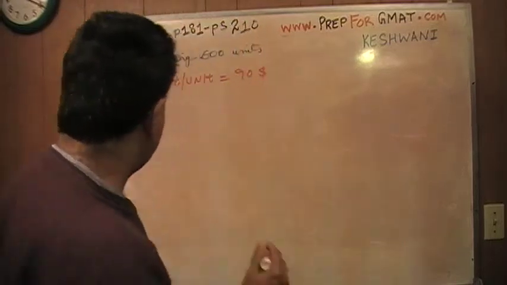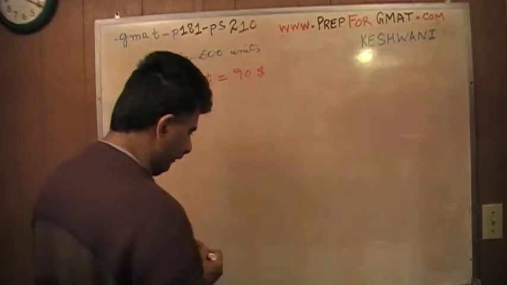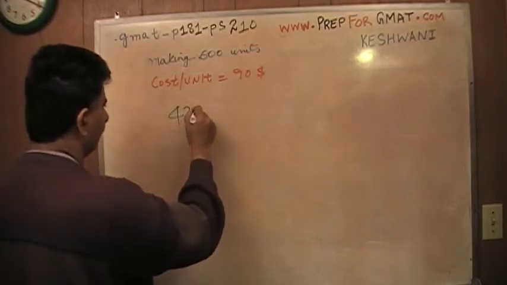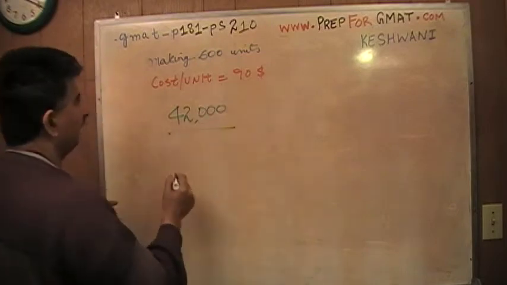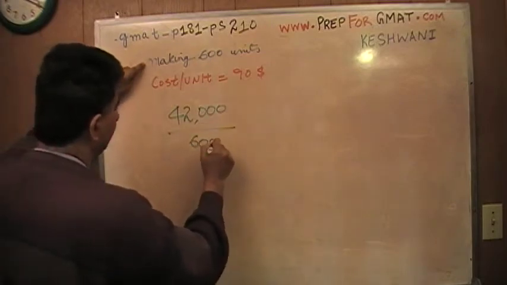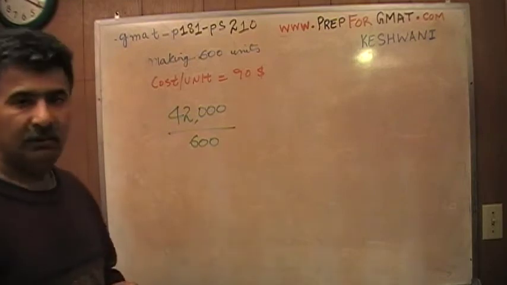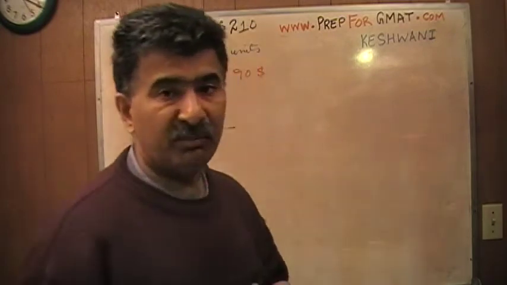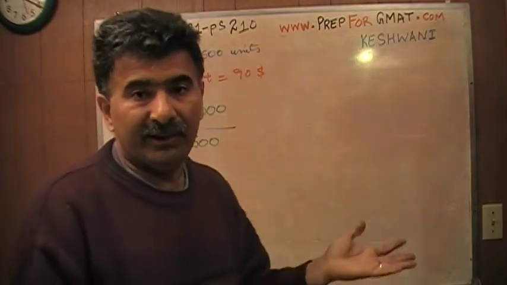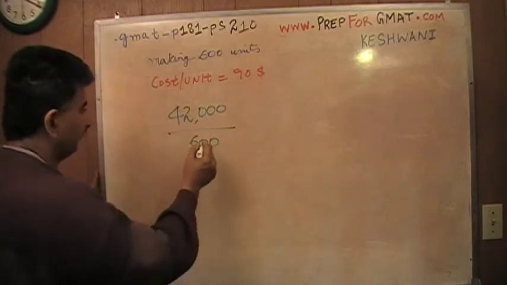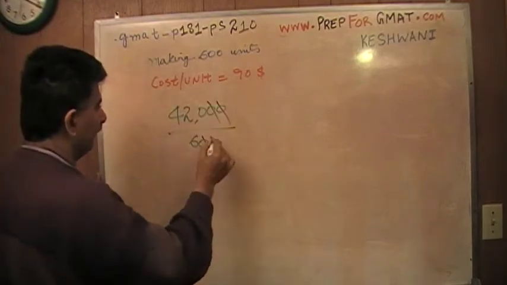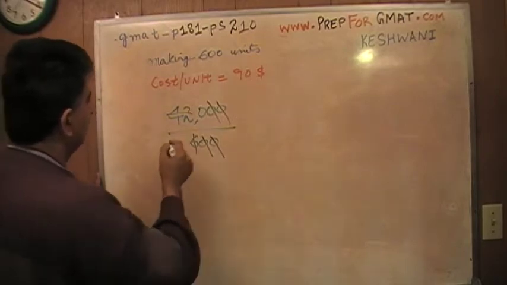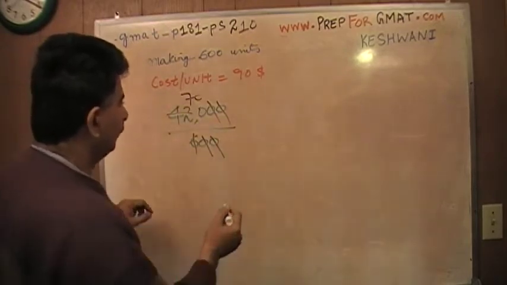All right. So since you want a profit of $42,000 total, and since we are selling 600 units, the very first thing I'm going to do is figure out the amount of profit we need per unit. Once we have the amount of profit that we need per unit, I'm just going to add 90 to it, and that'll be our selling price. That's all it is. So 6 goes into 42, 7 times. All right.